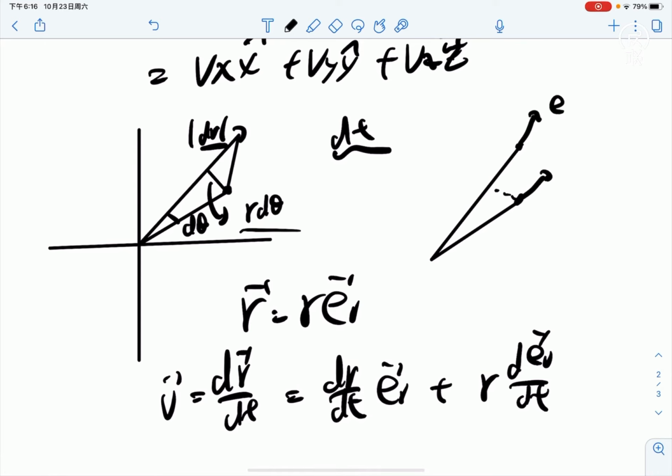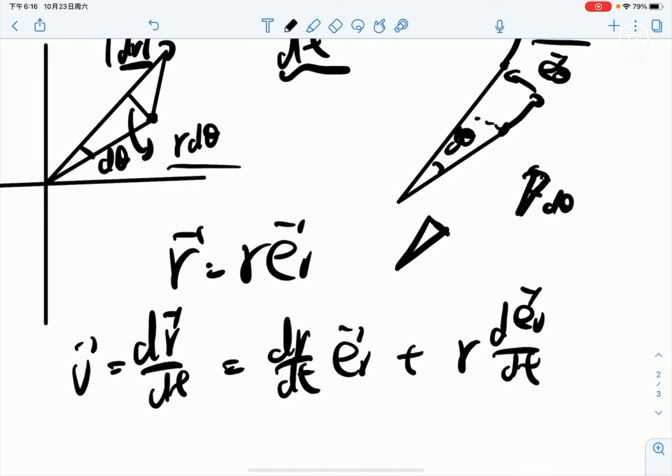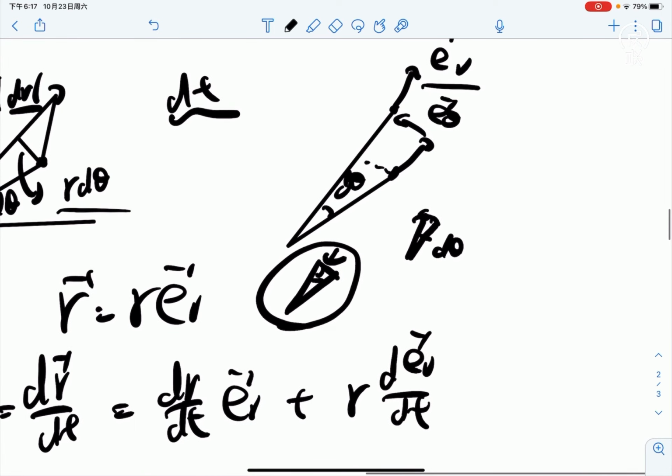we first observe the changing e_r, which is just basically flipping d theta, and it is in the direction of e_theta. If we take a look at a small change, we can draw a triangle over here, and if this is really small and this angle is sharp, it's just going to be 90 degrees. You can see that as time approaches 0, it's just 90 degrees. So we can say that the change of e_r is in the direction of e_theta.